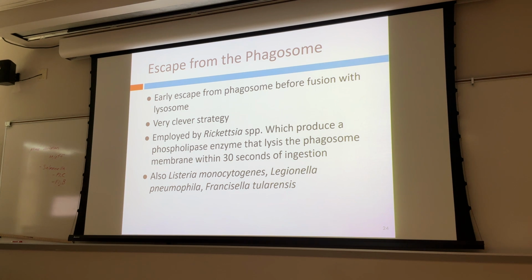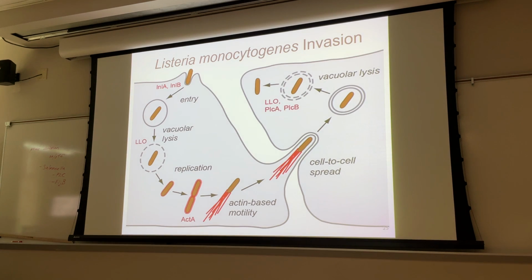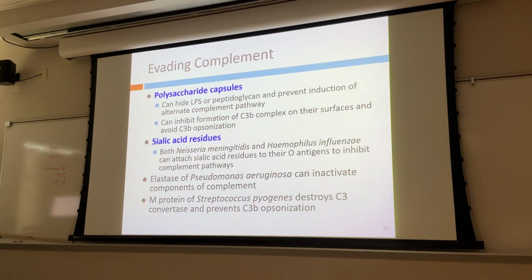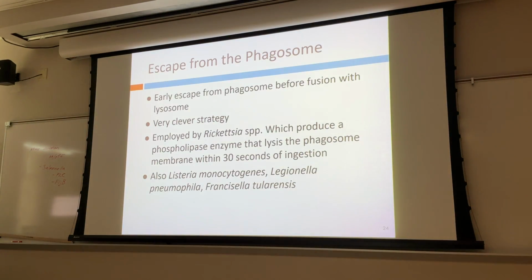This is when it starts to get a little interesting. So there are some microorganisms that can escape before the phagosome fuses with the lysosome. Rickettsia is an example of this, rickettsial species. Talk about that in spring as well. I feel like I say that a lot. They produce a phospholipase enzyme that lyses the phagosome membrane within about 30 seconds of ingestion. So it takes it in, and then it makes a phospholipase that breaks it down and it hangs out inside of it. Listeria does this.